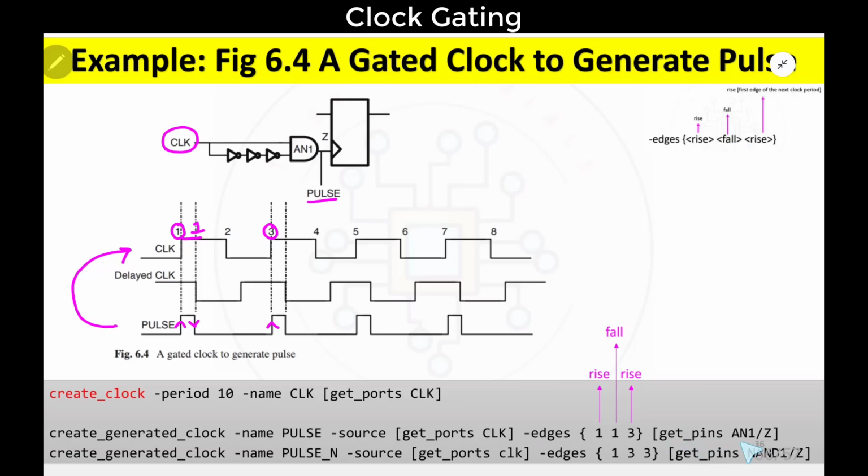Next, get_pins. AN1 is nothing but the instance name for that particular AND gate, and Z is the pin name of the AND gate. The same concept is applicable here. This is A, this is B, this is Z, so 2 inputs and 1 output. AN1 is nothing but the instance name. That is why I am writing get_pins, instance name followed by the pin name. You can ignore the slash line.